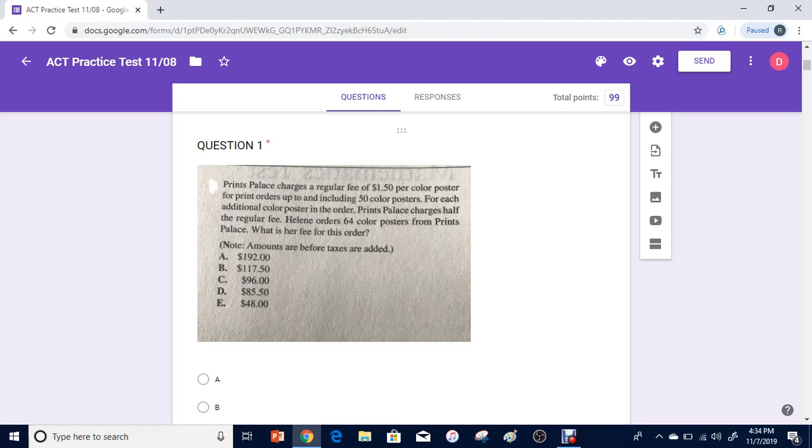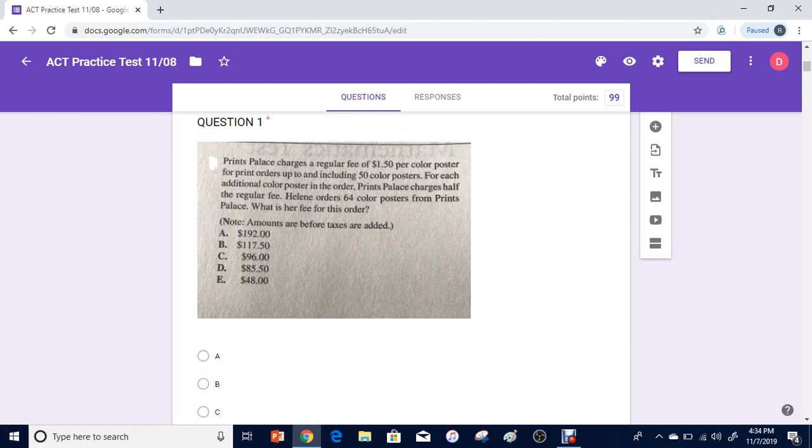All right, so we have a problem right here where someone is printing off 64 posters. They charge $1.50 for the first 50, and then 75 cents for each one after that. So you're just going to take 50 times 150 plus 14 times 0.75.